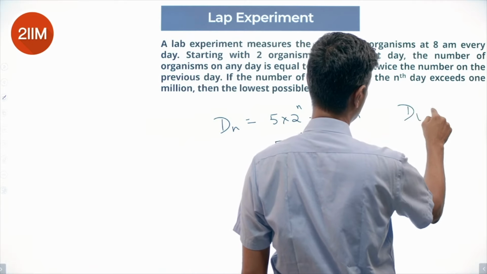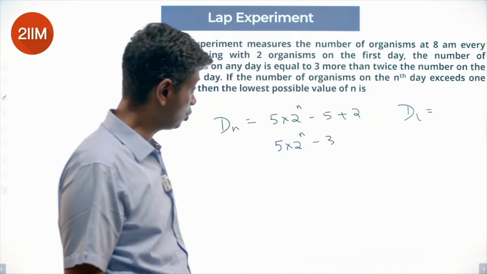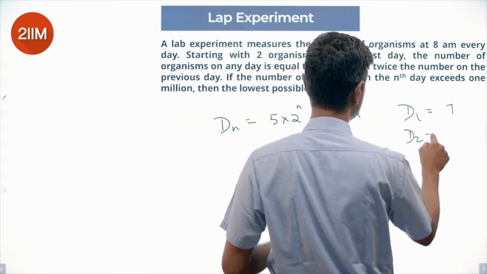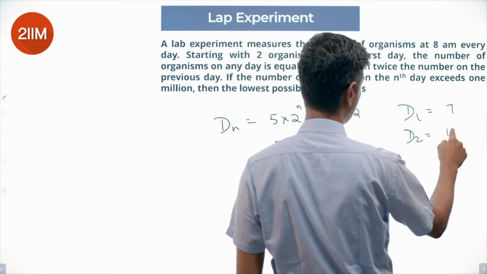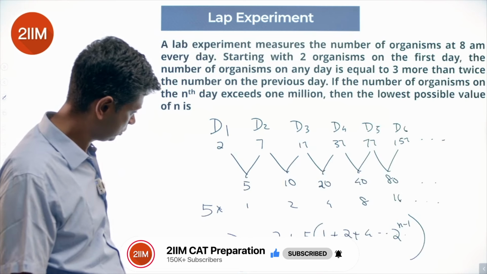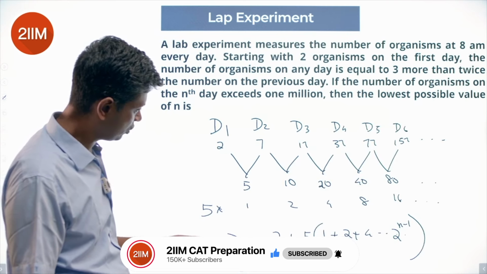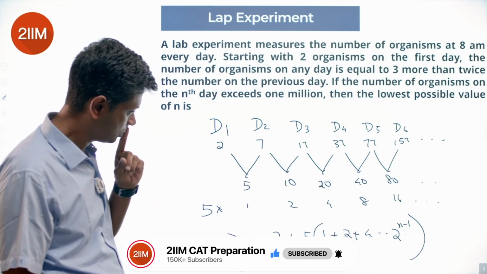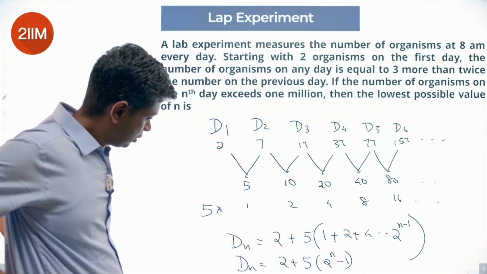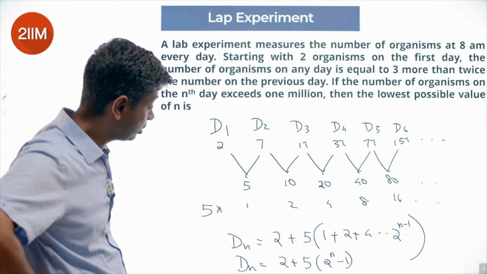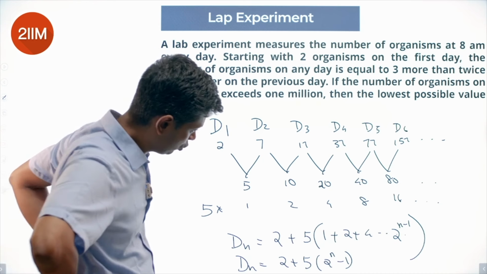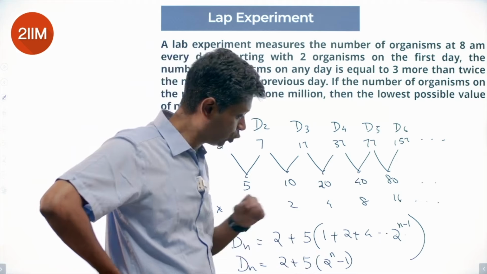So D1 is 5 into 2 minus 3, 10 minus 3, which is 7. D2 is 5 into 4 minus 3, 17. I think I've got the formula right, but I've got the n's mixed up. Right, so D4 is 2 plus 5 into 7, 5 into 35, 35 plus 2 is 37. That is right. Nice. 2 plus 5 times (2 cube minus 1). Correct.